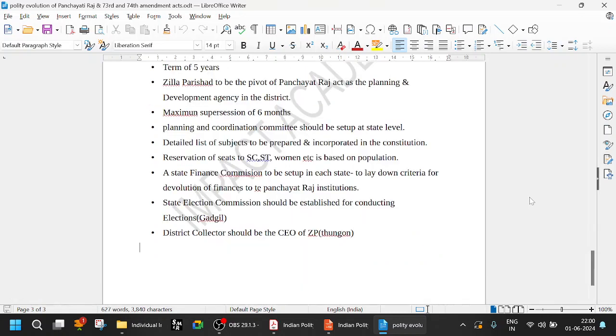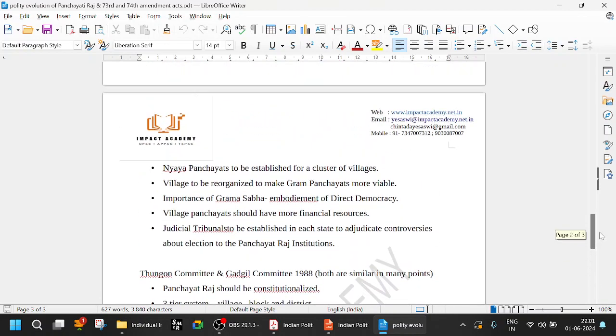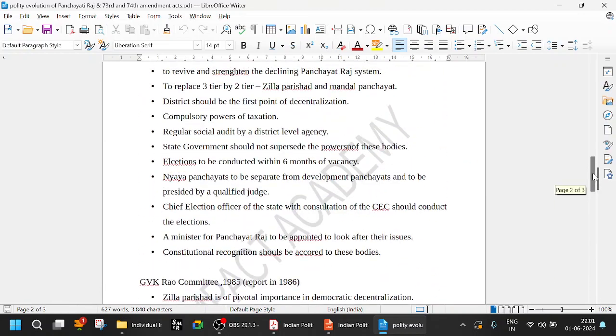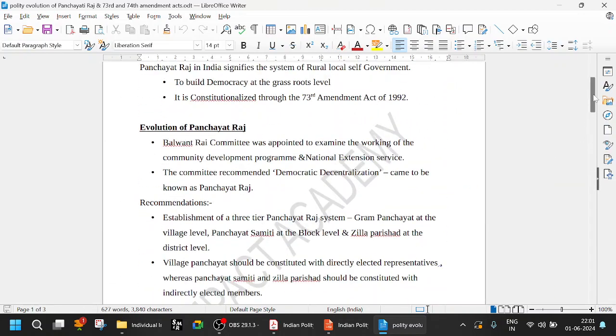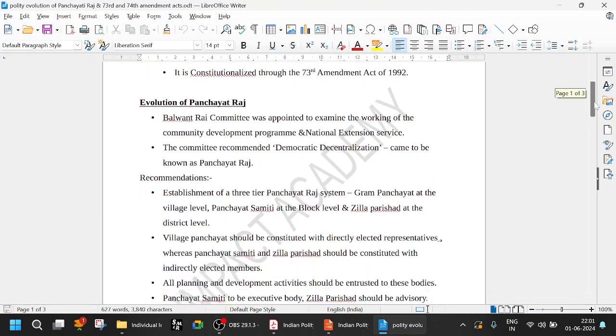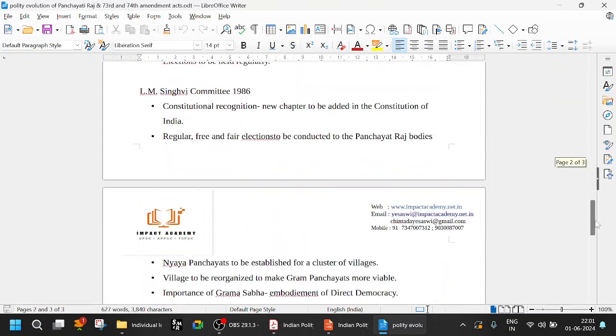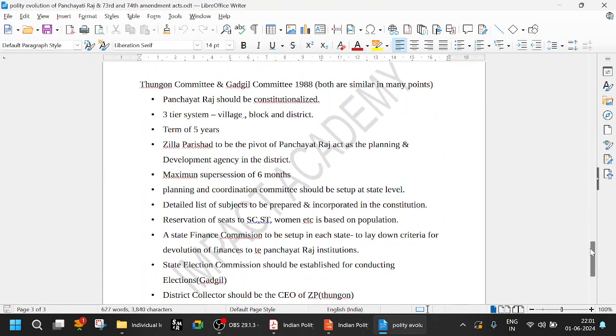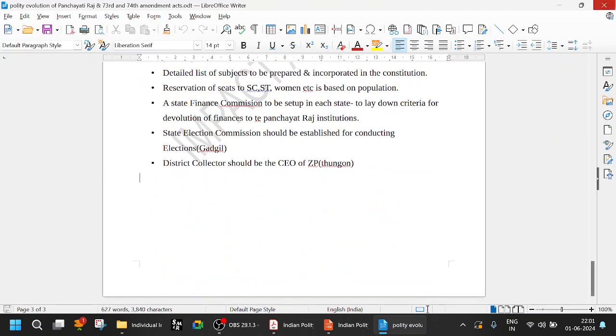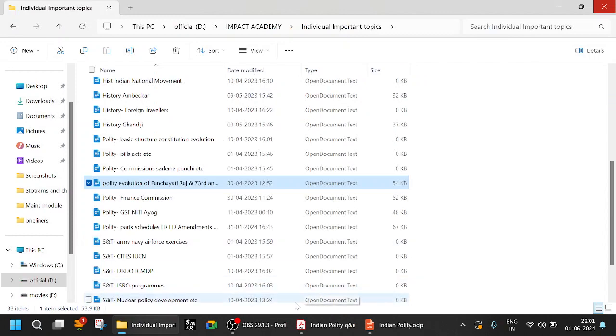The district collector should be the CEO of the Zilla Parishad. That is given in the Thungon committee, and a state election commission should be established for conducting elections. This is given by the Gadgil committee. So Thungon and Gadgil are the latest, and you have LM Singhvi, GVK Rao. If you start from the beginning, it is the Balwant Mehta committee, followed by the Ashok Mehta committee, GVK Rao committee, LM Singhvi, and Thungon and Gadgil. So it's very important.